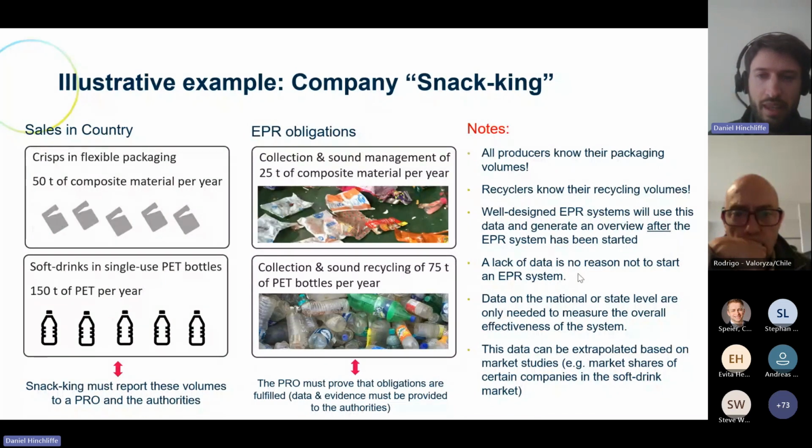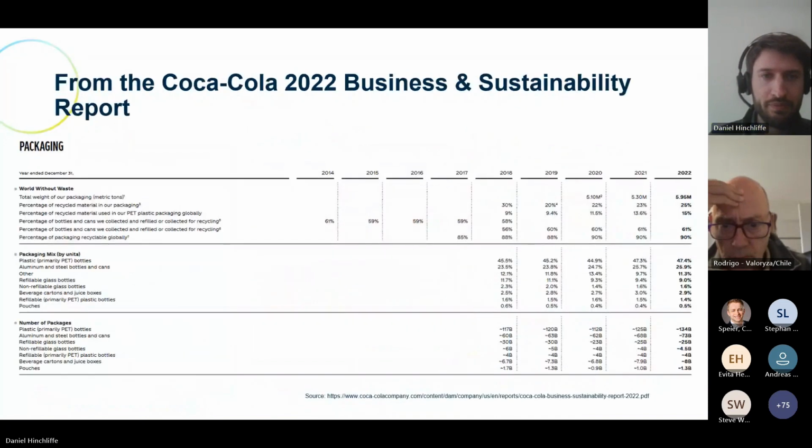But even just having these volumes put on the market and volumes collected and recycled is enough to make the EPR system work. We can also look at the market share based on the volumes brought on the market as well, if we want to look at individual different responsibilities for producers.